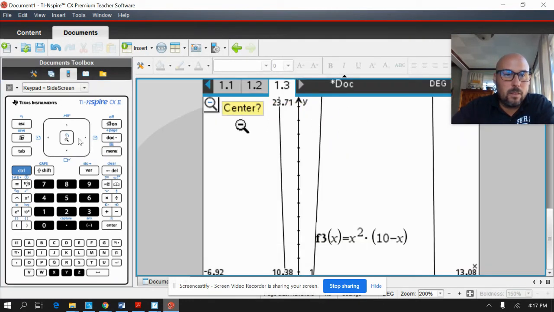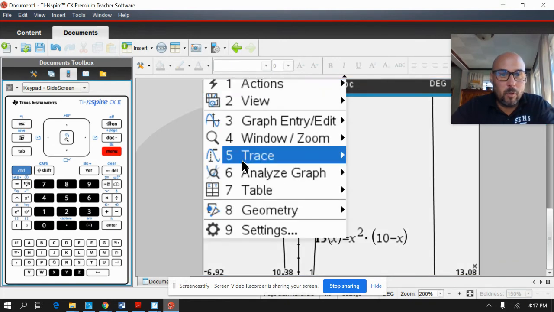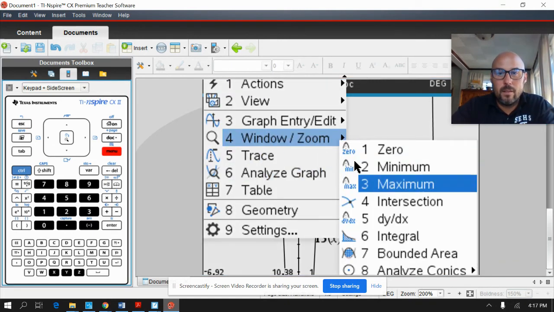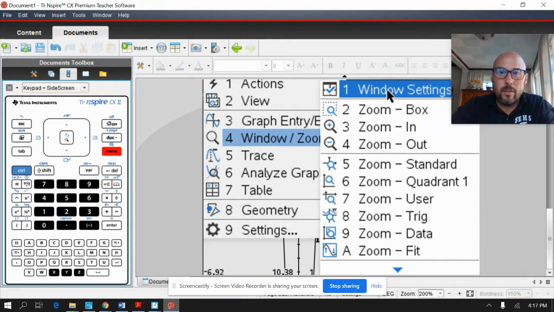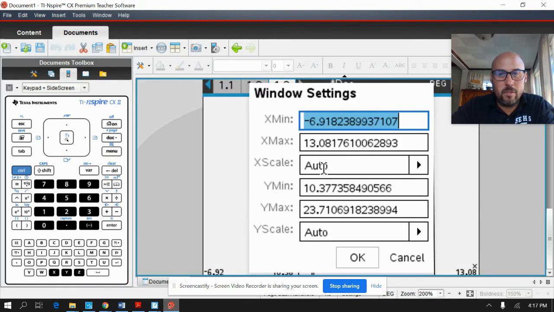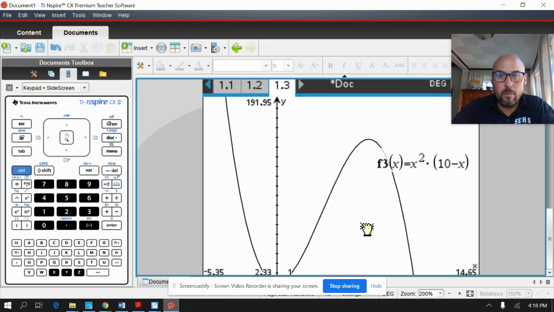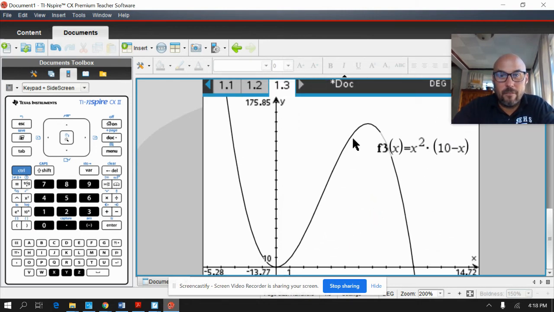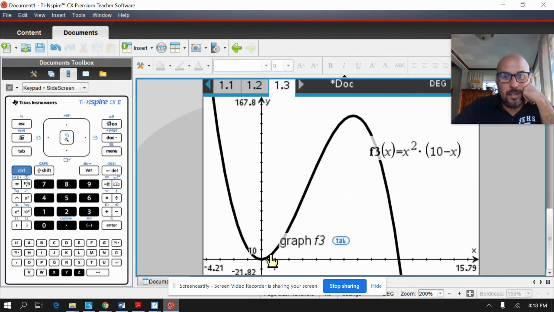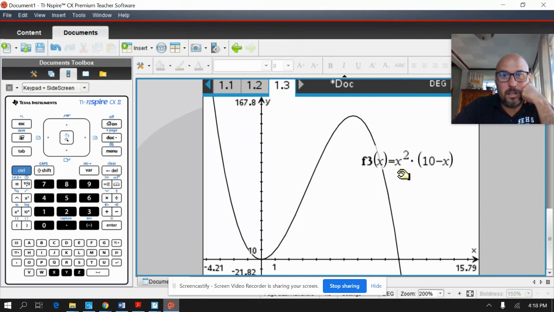So window zoom, escape, go to menu, window settings, there it is, and a bunch of digits. I don't care. All I focus on is y max. Right now, my ceiling, my y max is 23, and let's just jump up to 200. Aha, 200 will be just fine. If I still didn't see the hump at 200, I would have gone up to 400 or something. So again, here's when x equals 0, here's when x equals 10, and I want to find this maximum, this relative maximum right here.